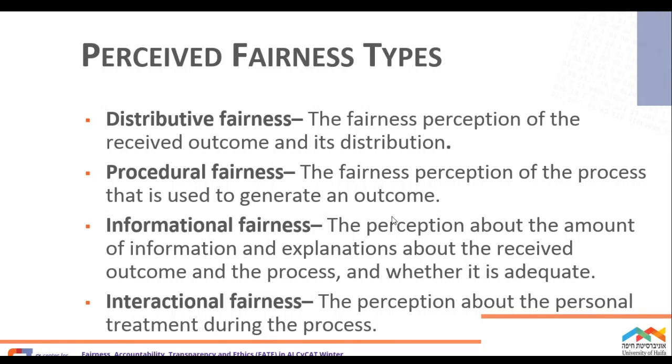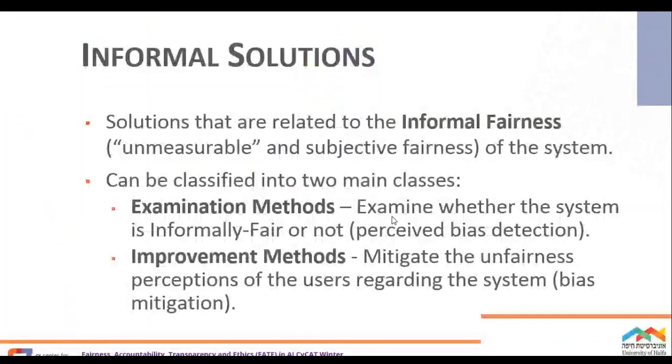Interactional fairness is something that does not usually appear in black box algorithmic systems. It is about the interaction with the person, with the process, with the system, and usually this has to do with interpersonal interaction when a person is treated by a human, and how the interaction goes and what is the perception of the user about the interaction itself. So when we're talking about the system, it is simply about how the system presents the information. So when we talk about possible solutions to the informal fairness, the only real things are related to, first of all, examination methods.